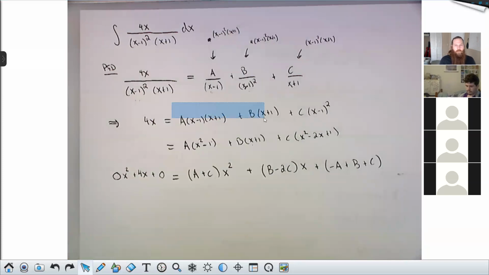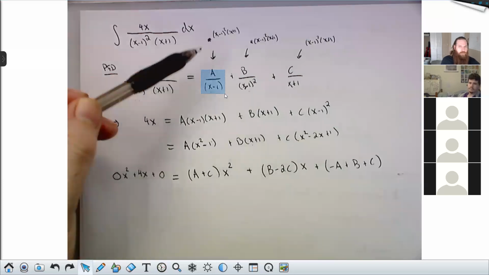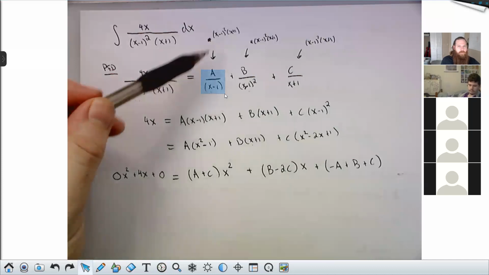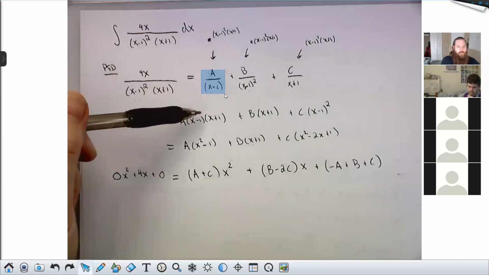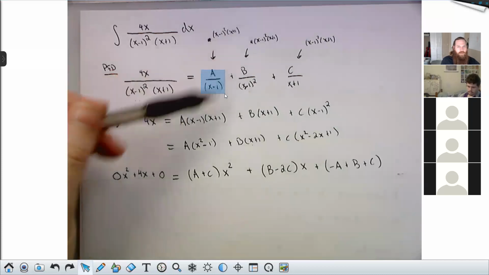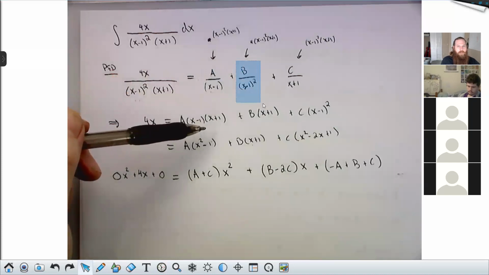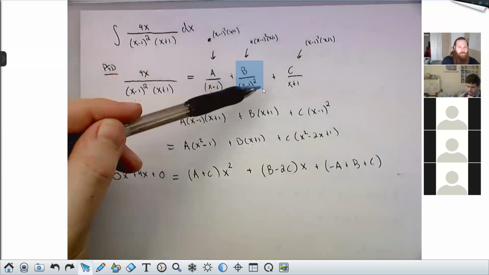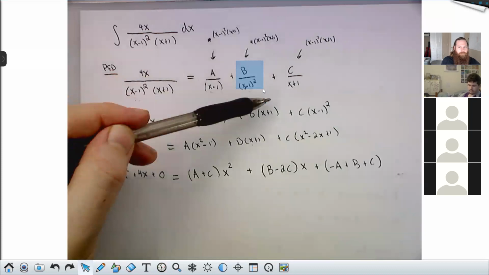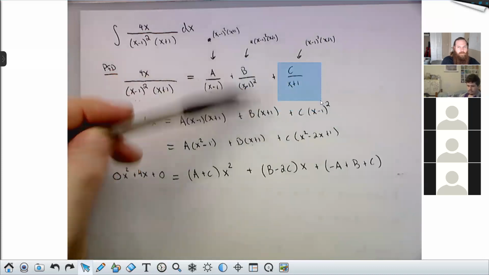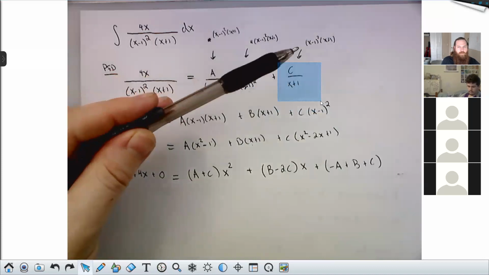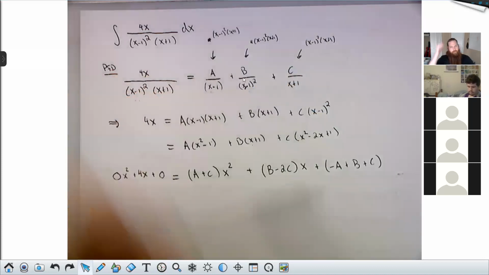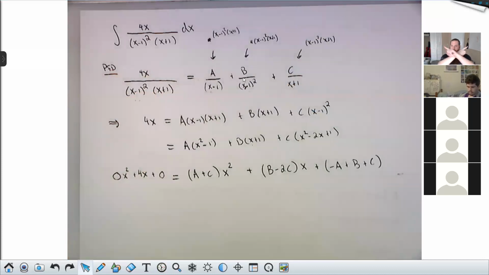You're good. Everybody comfy with where this comes from? We just cancel everything we can. So when I multiply a over x minus 1 times x minus 1 squared times x plus 1, one of the x minus 1s cancels. So I get x minus 1 to the first, and the x plus 1 doesn't cancel, so I get x plus 1 here. When I multiply b over x minus 1 squared by x minus 1 squared times x plus 1, the x minus 1 squareds cancel, and I get x plus 1. And when I multiply this by x minus 1 squared times x plus 1, the x plus 1s cancel, and I get just the x minus 1 squared. So it's like cross multiplication.